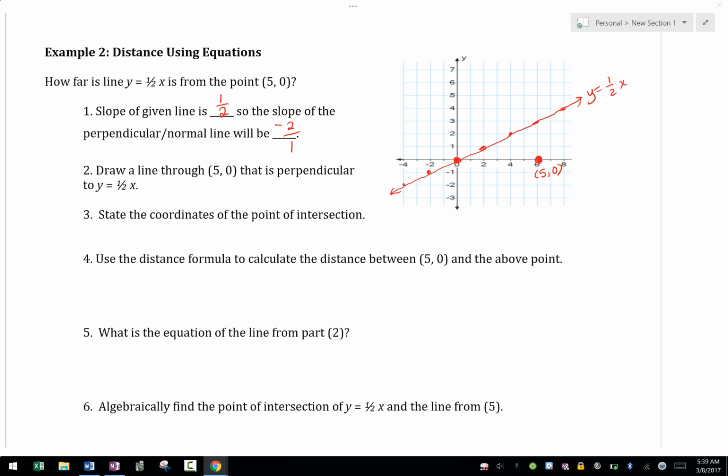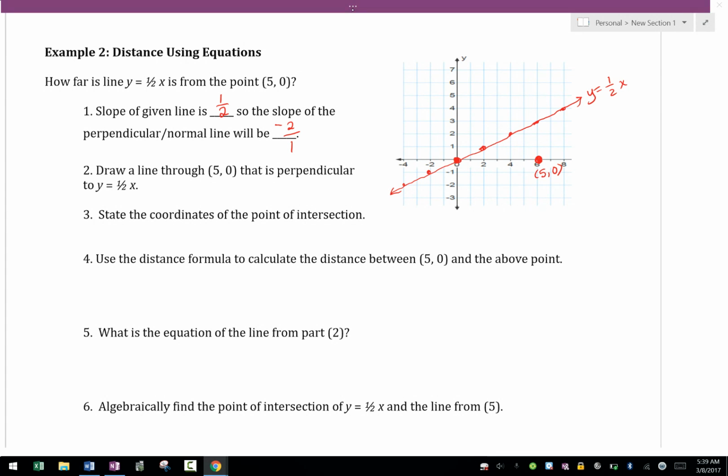All right, hopefully you all have the line drawn like mine. So we had a slope of 1/2, a y-intercept of 0. So I went up 1 over 2, up 1 over 2. And again, I want you to plot all the points because you never know which one you're going to really need for this. So plot all the points. Then I plotted the point 5, 0. And now I need to find the perpendicular distance.